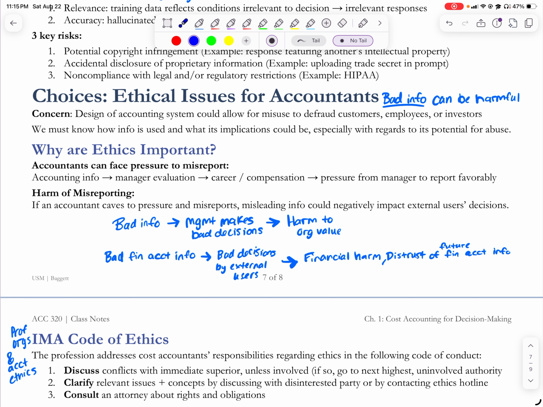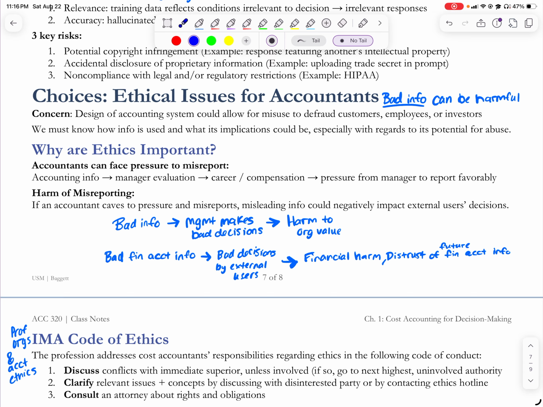So, why are ethics important? Why are we considering this? Why is it such a threat? It's a threat because of the pressure that accountants can face. So, accounting information, financial accounting information in particular, is used as the basis for management evaluations, which means that there's consequences to managers' career prospects, to maybe their bonuses, their compensation.